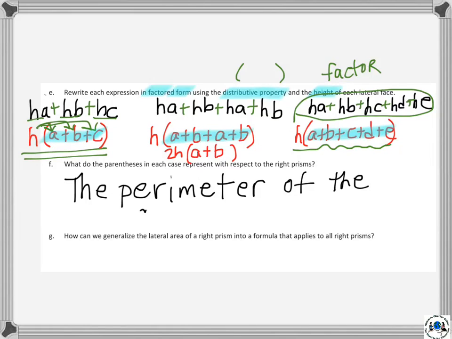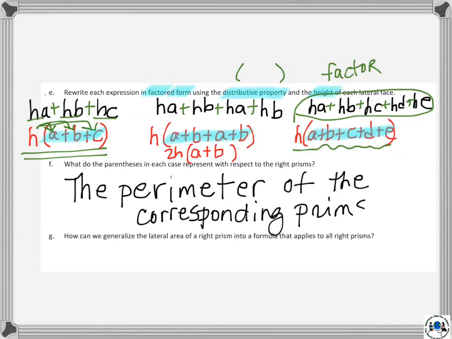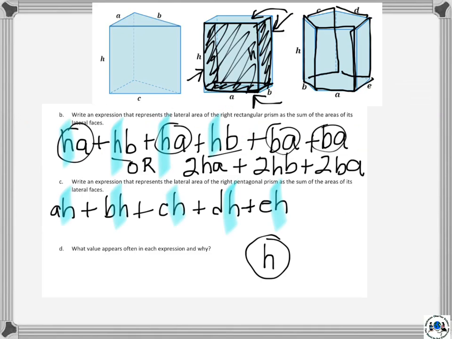Perimeter. That's right. The perimeter of the corresponding prism. Really, really cool. I spelled prism wrong. Anyway, let me get... Oh, man. Sorry, it bothers me. Prism. Yes, the corresponding prism is the perimeter of the corresponding prism. So let's go ahead and go back and look at that.